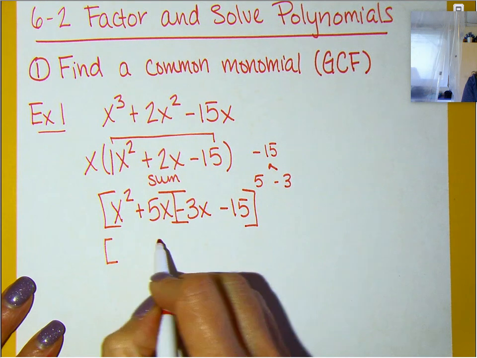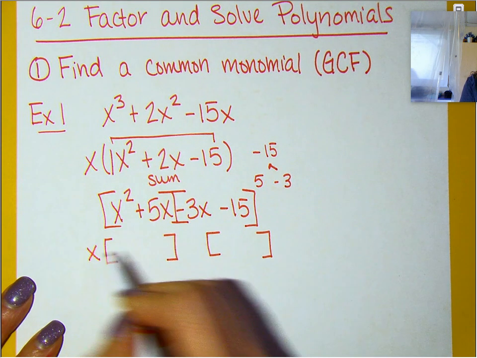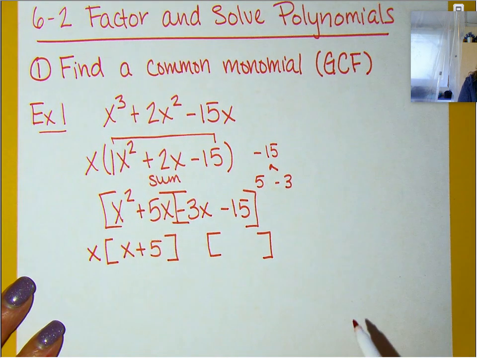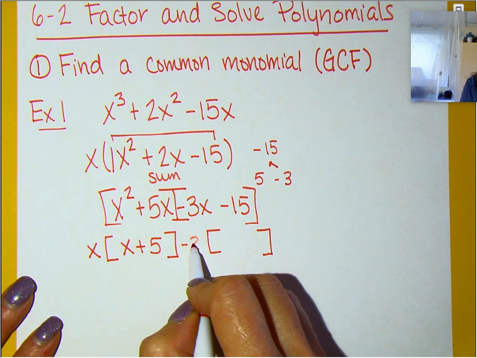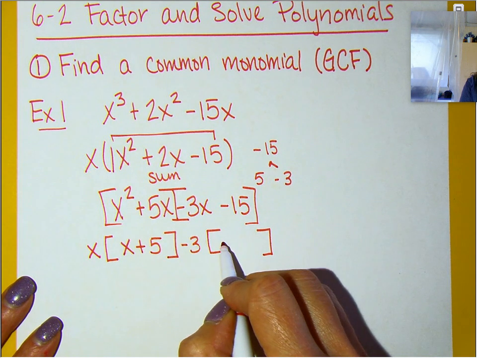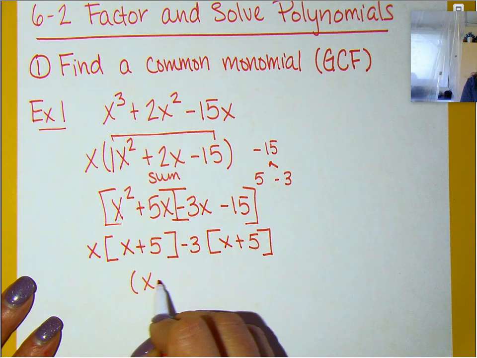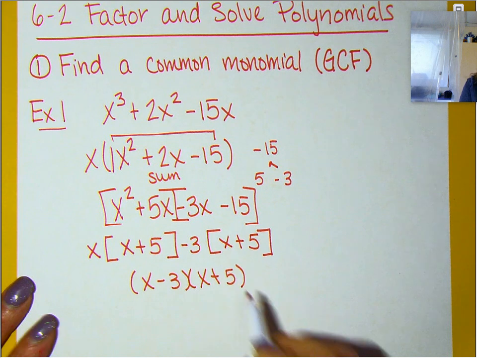All right, what comes out of that first bracket? Which leaves us with? Good. And the second bracket? Good, which leaves us with? Perfect. So now I have x minus 3 and x plus 5.